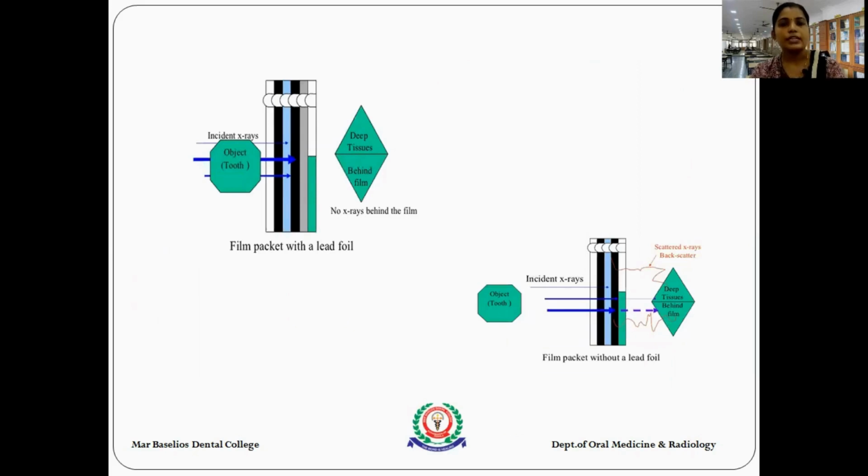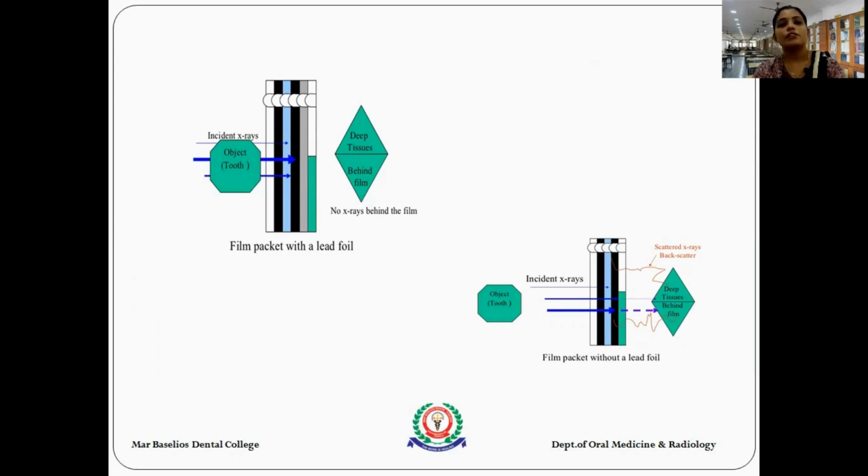So here we can see a cross-section representation of how you are placing the film inside the patient's mouth. You can see the film is placed behind the tooth and the X-ray beam is falling first on the tooth, then on the film. Now you have certain tissues behind the film, also the deeper structures or the connective tissue structures, the muscle, the tongue, all those things. So you don't want to expose these deep tissues behind the film.